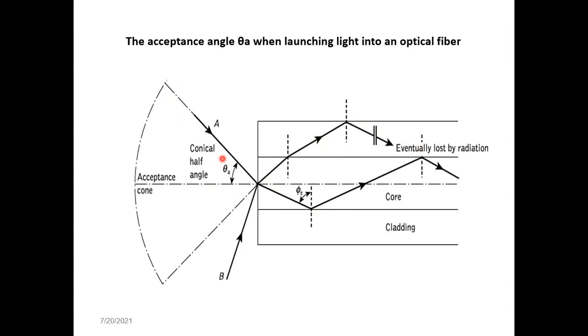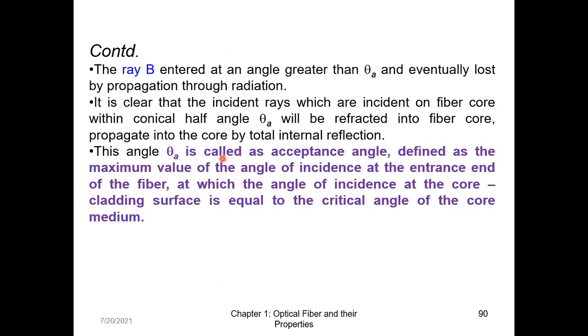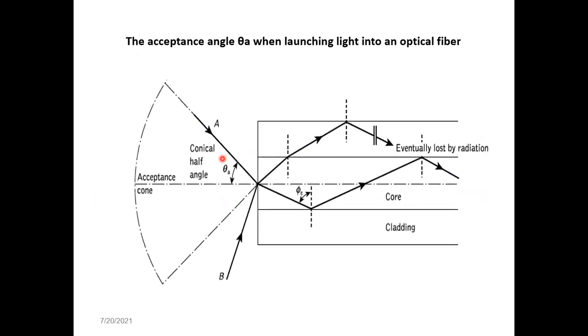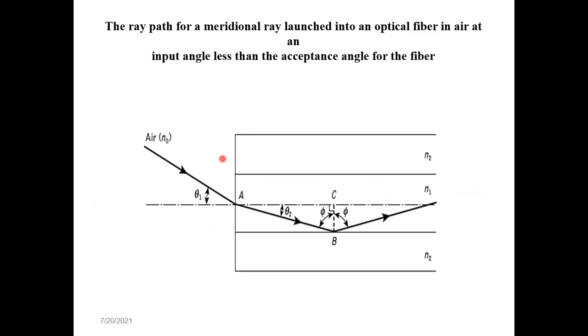The ray enters the fiber from a medium air of refractive index N0, and the fiber core has a refractive index N1, which is slightly greater than the cladding refractive index N2.